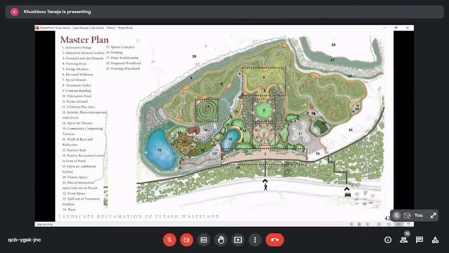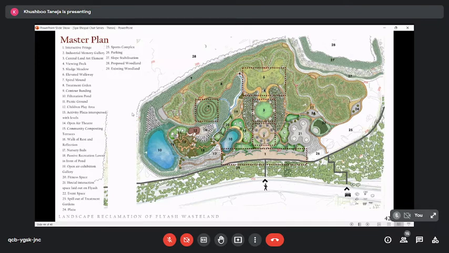This was the design master plan. There was an interactive fringe, industrial memorial gallery, viewing deck, sludge meadow, elevated walkways, treatment gardens. Yes, I used to call these treatment gardens. Sorry, I forgot. Where we started to plant grasses and everything. So this whole chunk is treatment gardens. So there is a contoured bunding, there's filtration pond, there's picnic grounds, there are terraces, open air theaters, and a lot of other things.